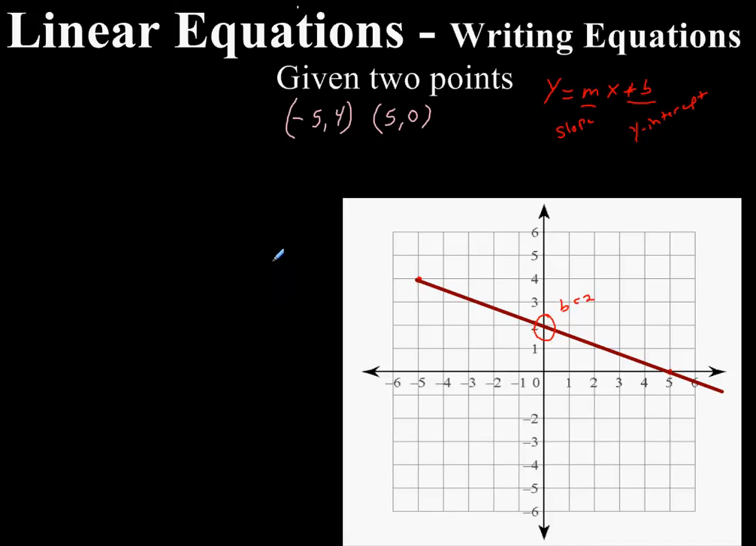So if we put out our equation, we know our b is 2. Bring down the x. The only thing we still need to find is the slope. Well, first of all, is this slope going down? It's decreasing. A decreasing slope will always have a negative sign in front of it. So let's put that negative sign out there. Now let's use rise over run.